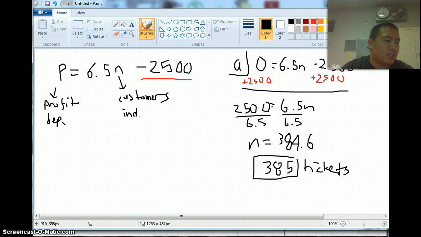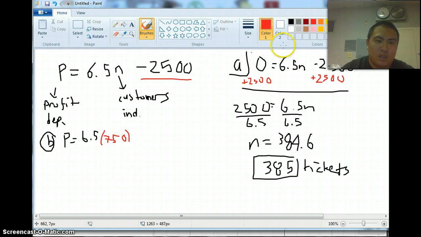What profit is predicted if the theater has 750 customers in a week? Well, we can do that right here as well, and this one should be fairly quick. I'll leave it for the calculator to do. You do profit is equal to 6.5 N. Well, it told us what the customers is. The N, the number of customers, is 750. And I have to subtract off 2,500.